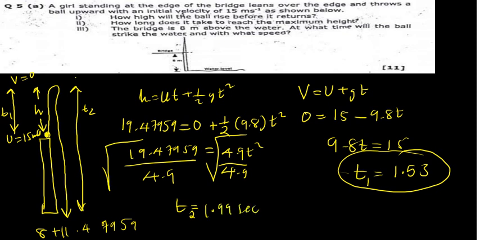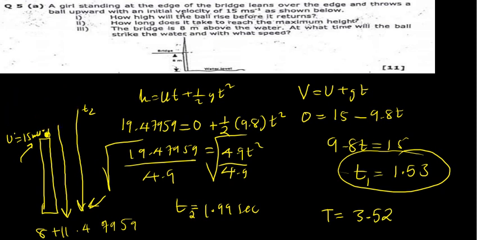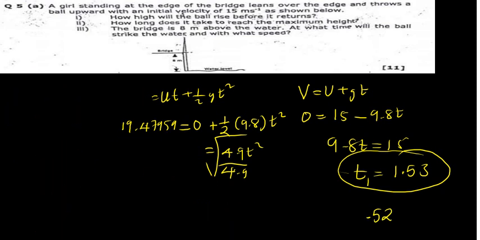So to find the time it will take the projectile or the ball to move from the top of the building to the very bottom, we are going to add these two. So 1.53 plus 1.99 is going to give us 3.52. As I said, we have got more than one way to find the time in this case.